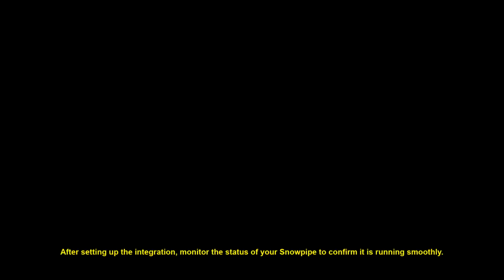After setting up the integration, monitor the status of your Snowpipe to confirm it is running smoothly. You can view the loading history and any errors via the Snowflake console. Keep in mind that Snowpipe loads data continuously, ensuring near real-time data availability for analysis. With these steps, you can efficiently transfer data using Snowpipe for near real-time loading.